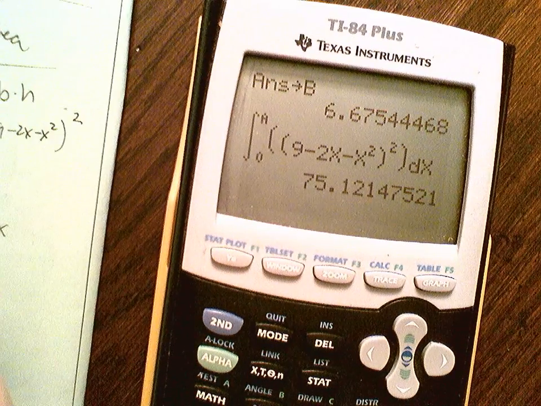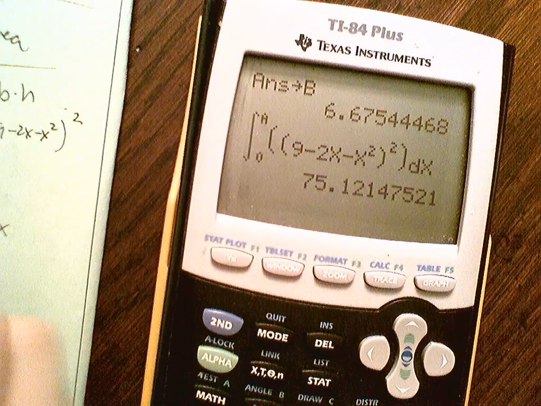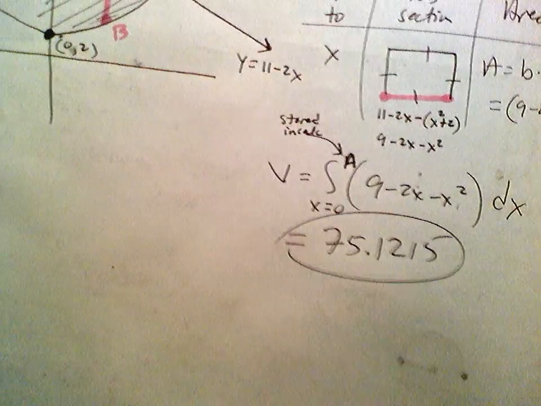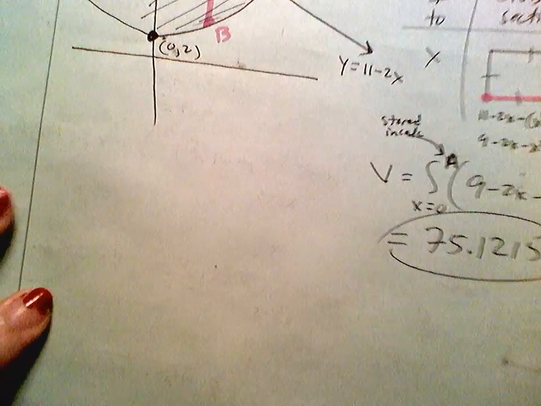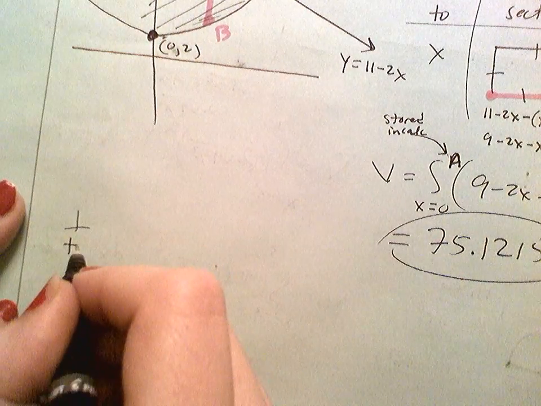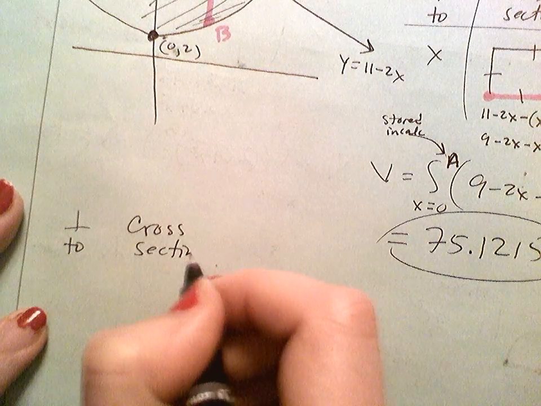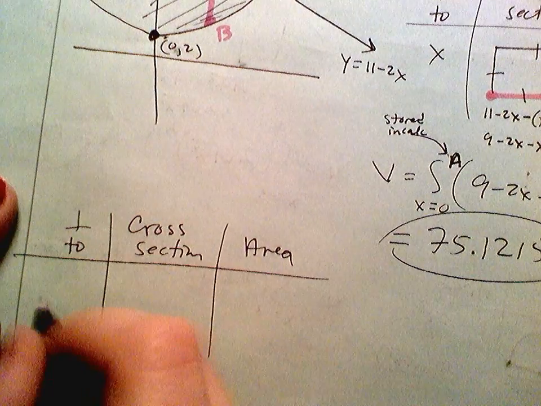I'm writing it down on my paper. So this is 75.1215. Okay, so there's the volume of that solid. Now we're going to do the same exact thing for part 2, except perpendicular to the y-axis. So perpendicular to y, find the cross section area, and then we'll use an integral to add up all the areas.